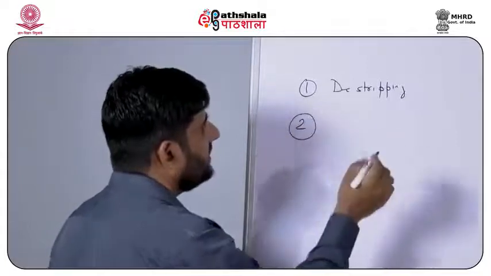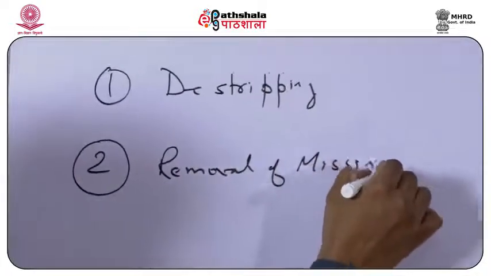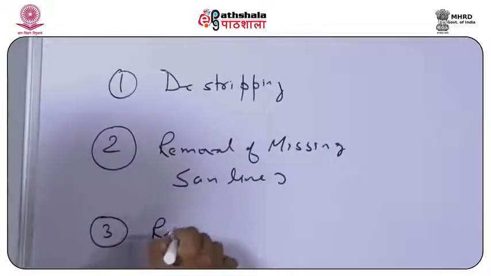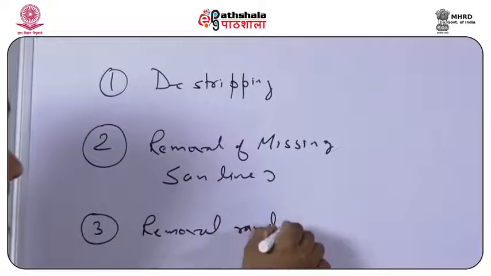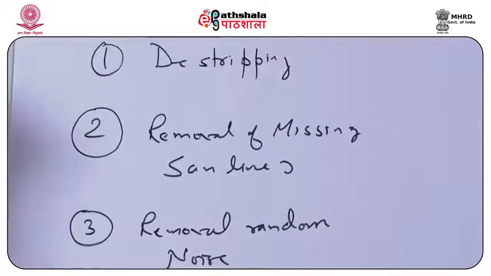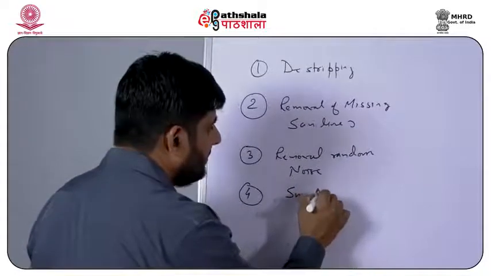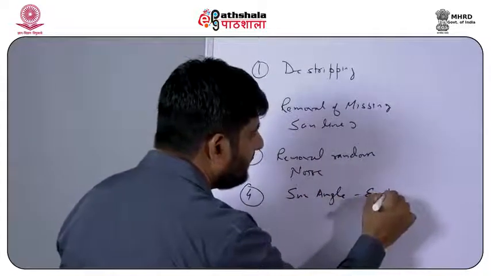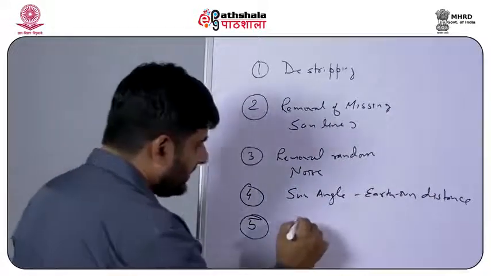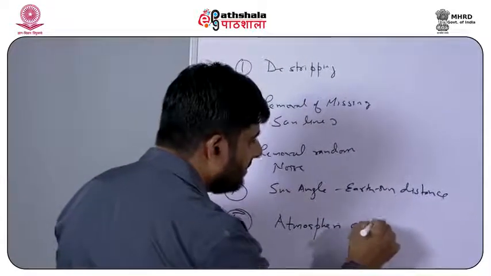Similarly, the second radiometric correction is removal of missing scan lines. And third may be removal of random noise from the pixels. Apart from that, there may also be correction required due to the sun angle as well as earth-sun distance. Then we may also need to correct the data for atmospheric factors, which may be called atmospheric corrections.